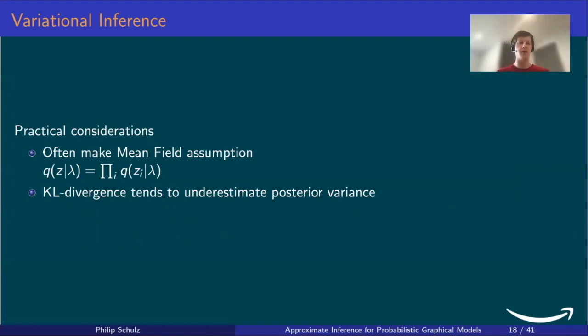Some concluding remarks on variational inference, and some practical considerations. In particular, oftentimes we make a mean field assumption, which really just means that the posterior or approximate posterior factorizes over its dimensions.